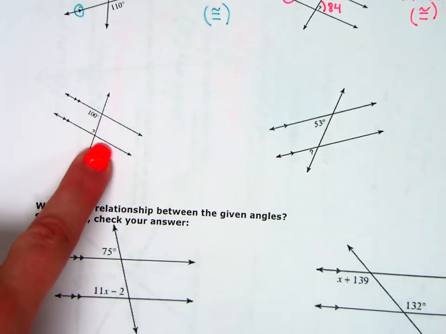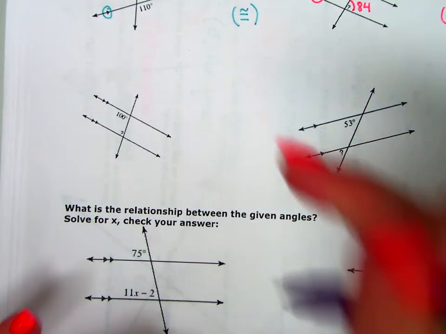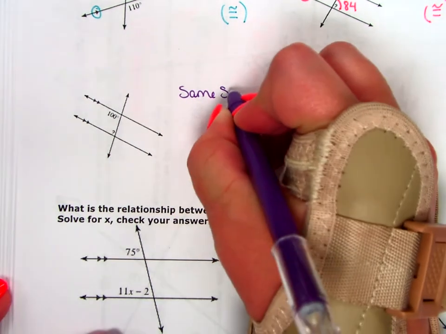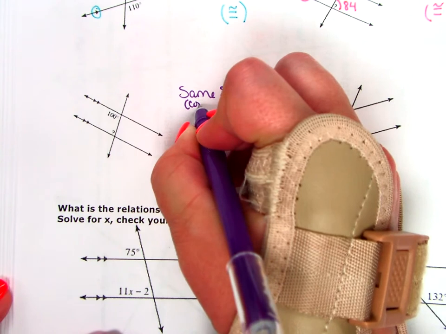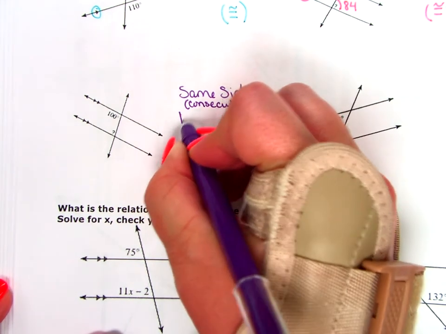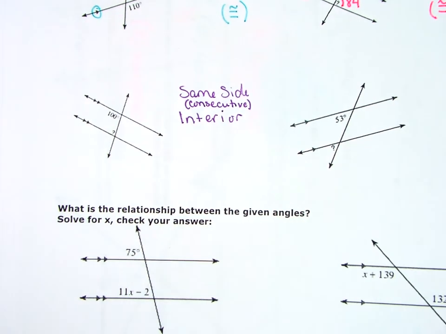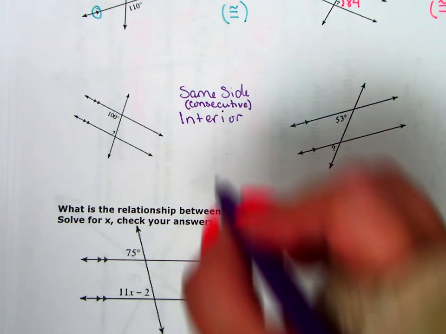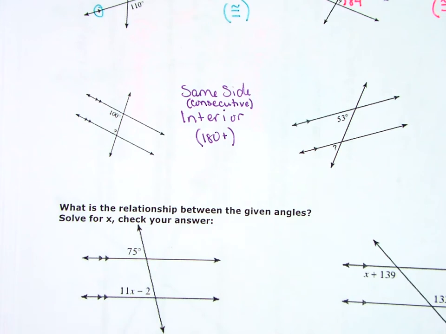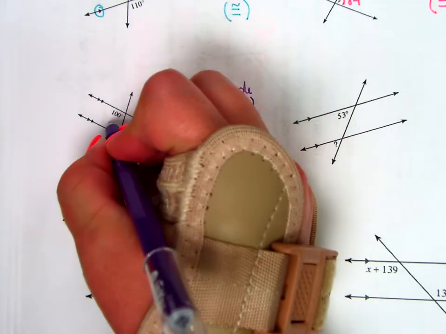The next one, what's the relationship between these two angles? Same side interior, or you could say consecutive interior. Which means they are congruent or supplementary? Supplementary, so I know they're going to add together to make 180. So how big is my question mark? 80.